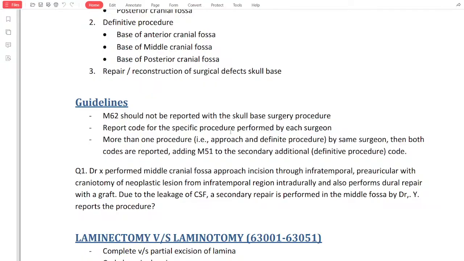Got it? Here, M51 is modifier 51. Clear? Modifier 51, and M62 is also a modifier, not an ICD code. So when more than one procedure is done by the same surgeon or same physician at the same time, you report modifier 51 on the secondary additional procedure. So mention the first procedure, and for the second procedure, add modifier 51. Okay, so this is the basic guideline in this section.